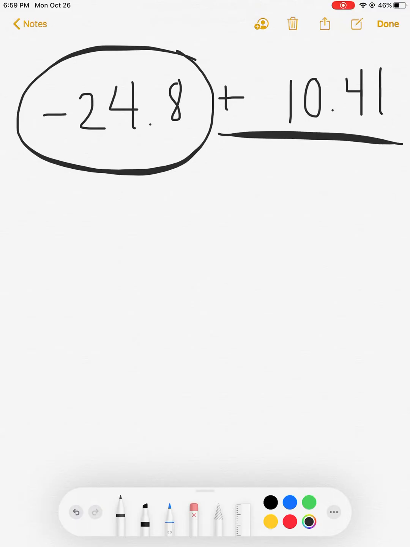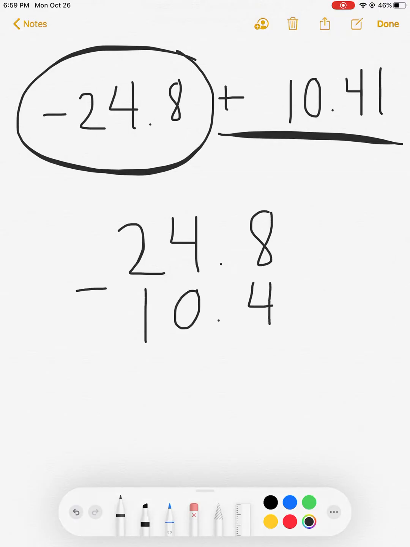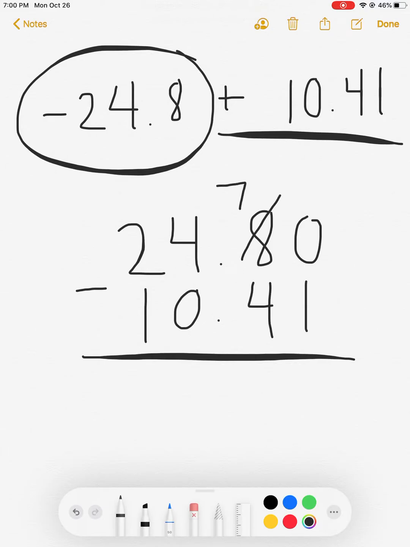Here's an example where I have a negative integer and a positive integer. Even though I'm adding, these are going to end up canceling each other out when we have a negative and a positive being added together, so we're actually going to subtract. I'm going to place my larger number on top and subtract my smaller number by lining up the decimals. I'm going to add a 0 as a place value holder, and now I subtract following normal subtraction rules. 0 minus 1, I would borrow from my 8, it becomes a 7, so my 0 becomes a 10. I get 9, 3, drop the decimal, 4, and 1.